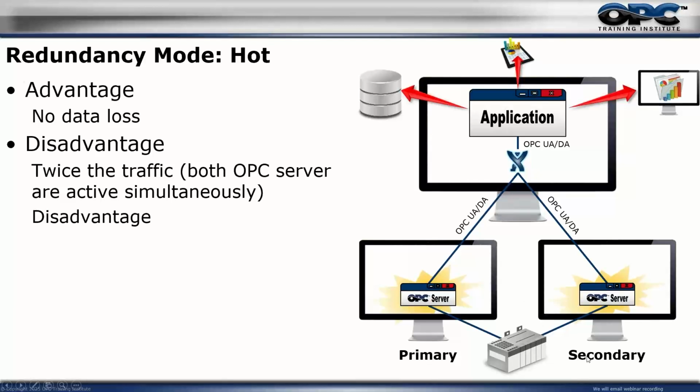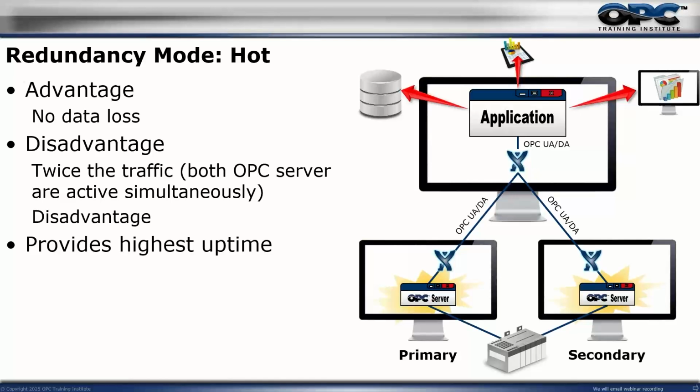Again, you have a primary and a secondary. Now, with hot, and of course, I should really point out, you can also get tunneling. So this works with tunneling as well. So you can do it without tunneling or with tunneling, just like that.